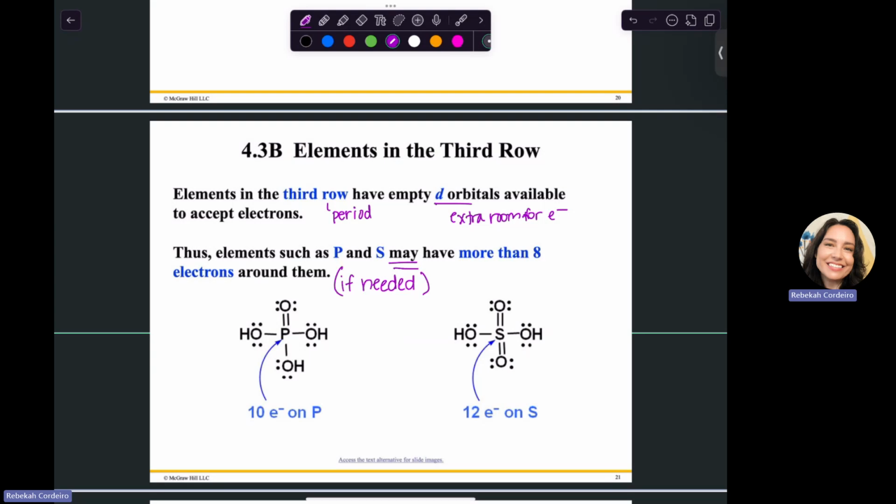For this class, we're not going to get too into all the different types of structures and ways we can judge our structures. Just know that third row or below, so third row, fourth row, fifth row, sixth row, can have extra electrons. They can have more than 8. Two notable examples are phosphorus and sulfur. As you can see here, some structures where they have more than 8, and that's okay. You don't need to be doing this a ton unless you're sure you need to be doing it, and if you're not, then just ask.